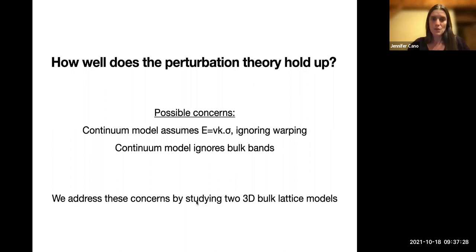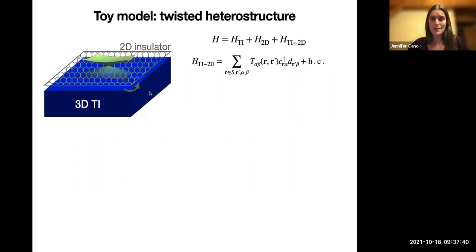surface. And so to address these concerns, we study two 3D bulk models, slab models so that we can see the surface. They have a 3D bulk. So that's what I want to discuss next. So the first model is this toy model. The idea is that we have this 3D TI, we have a 2D insulator on top of it, and we arrange them with this slight twist angle. So there's some coupling between these two different layers. That's what this part of the Hamiltonian is meant to capture.